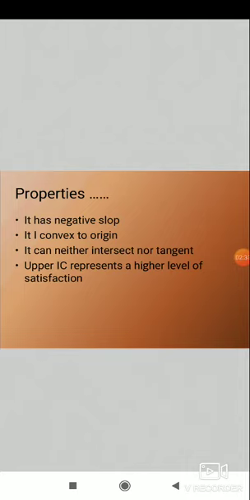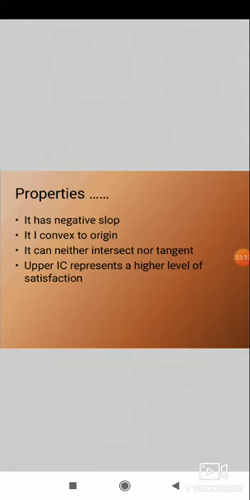Now let's see the properties of the indifference curve. Indifference curves have a negative slope. Hicks says, so long as each commodity has a positive marginal utility, the indifference curve must slope downward to the right. What he means is that the negative slope of the indifference curve implies that the two commodities can be substituted for each other. And secondly, if the quantity of one commodity decreases, the quantity of the other commodity must increase if the consumer has to stay at the same level of satisfaction.